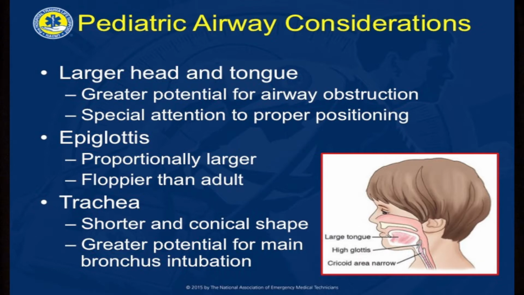bit more. And the trachea, especially in younger patients, is shorter and comes more to a cone just after the larynx, as opposed to adults, which is more cylindrical. Also, in your younger patients, the right mainstem tends to be straighter than it is with adults, so the potential for a right mainstem intubation is much more frequent with children than it is for adults.